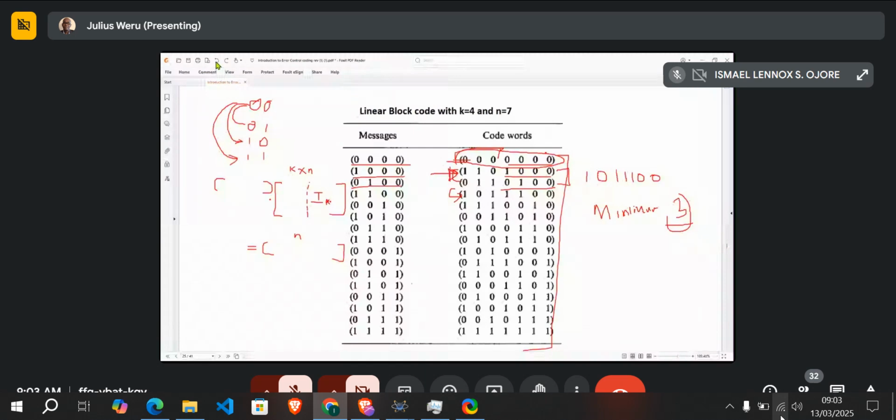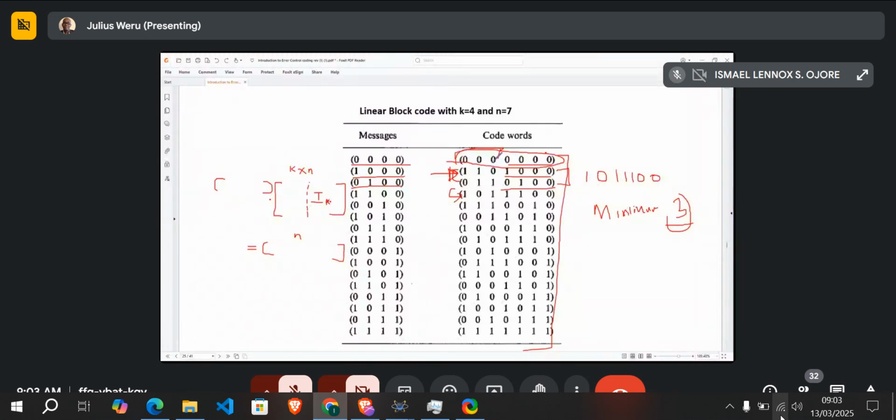But instead of doing that, all you do is get the minimum weight excluding the zero code word. I hope everybody understood that one.